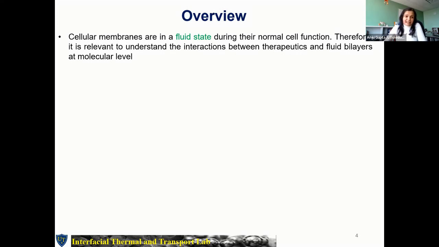The cell membranes have to be in a fluid state, or have to be permeable, for normal cell function. And the interaction of the cell membrane with potential drug candidates is an important step in the drug discovery process. Unfortunately, the mechanisms by which the drugs bind, interact, or translocate through cell membranes are still unknown, but we are all trying our best to understand this mystery.